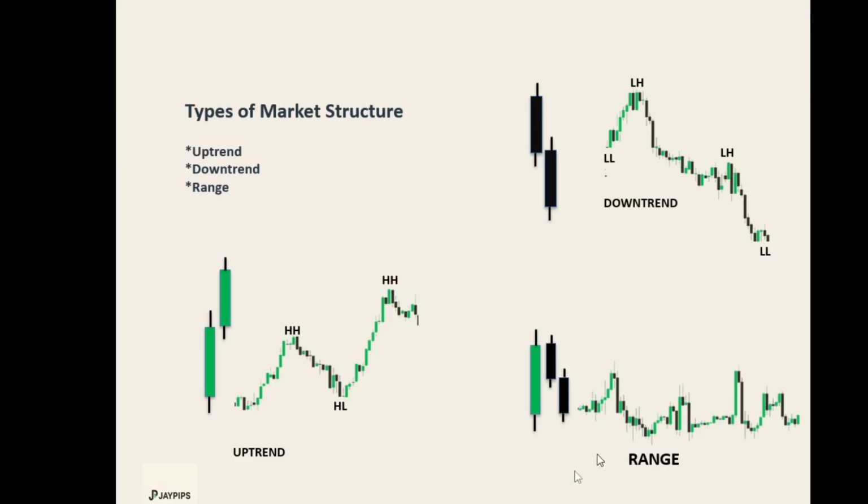So coming to the range, we are just trying to talk about the market failing to break out of the range, because when we talk about a candle range, we are just talking about the high and the low. So when the market fails to break above or below the range, we are talking about a consolidating market or a range market.